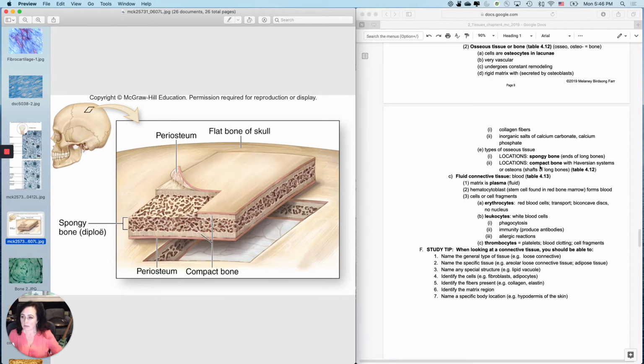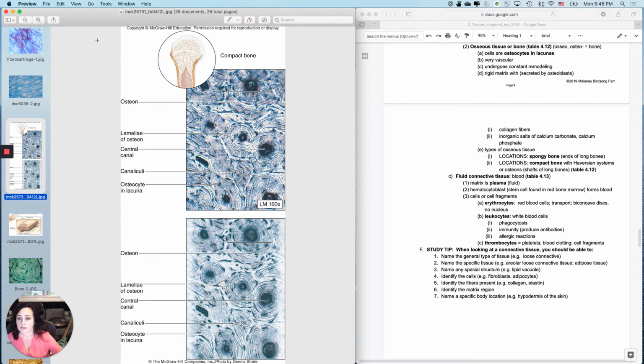Okay, so if we go back to this figure right here, compact bone is going to be really, really thick in the shafts of what we call your long bone. And long bones don't have to be a certain length. They're the ones that are making up the vast majority of your limbs. They're longer than they are wide, and they tend to be roundish in cross-section.